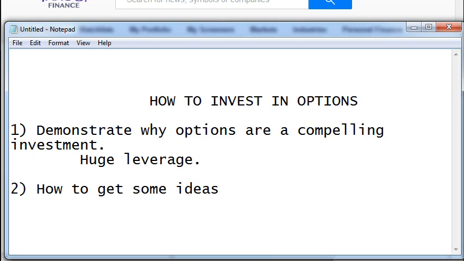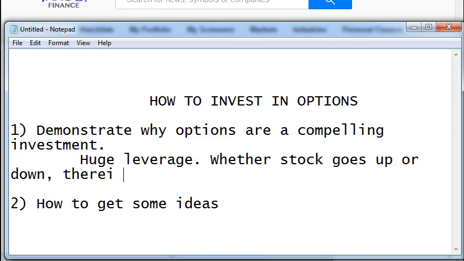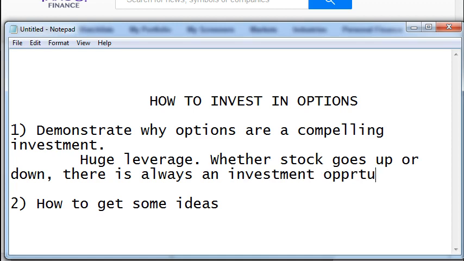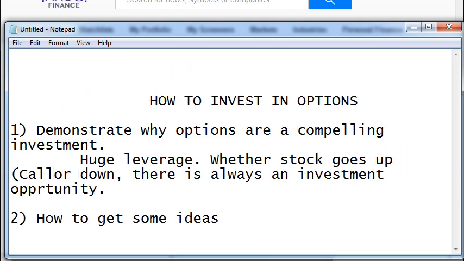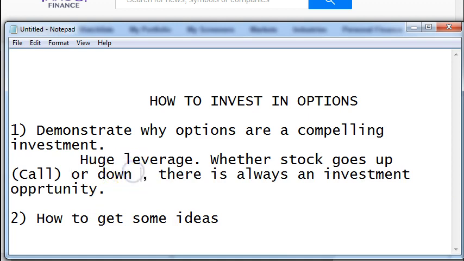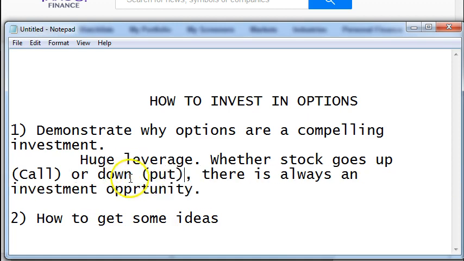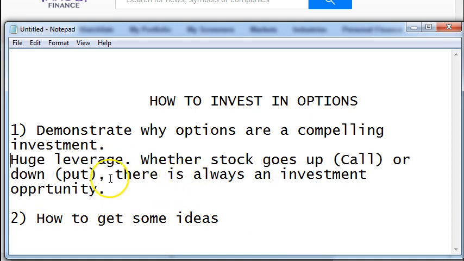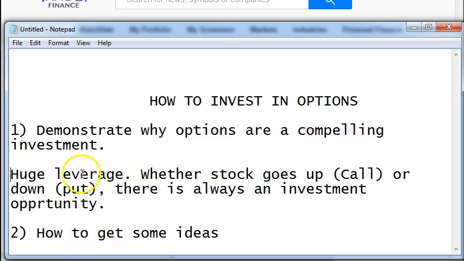And then the second opportunity is, whether the stock goes up or down, there is always an investment opportunity. So if the stock is going up, you're going to buy calls, and if the stock is going down, then you're going to buy puts. And in both cases, you're going to make a huge profit if you are investing appropriately. That is one reason.